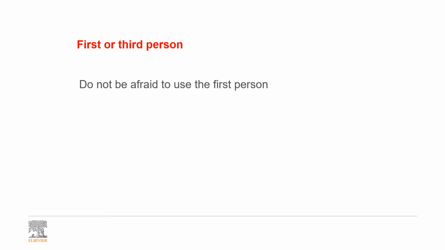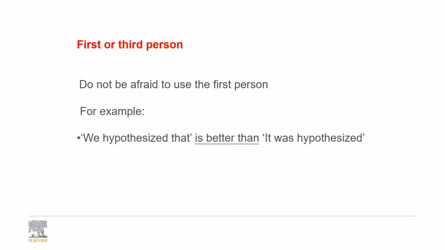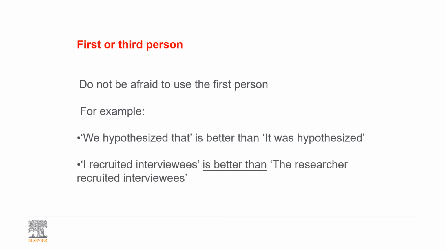Clearly, if a journal editor gets back and says you can't use this, you've got to change it, but I doubt they will. For example, "we hypothesized" is better than "it was hypothesized". It's also direct. It's not passive. It's active. "I recruited interviewees" is better than "the researcher recruited interviewees". Exactly the same principle. And it uses fewer words as well. "We found" is better than "it was found".